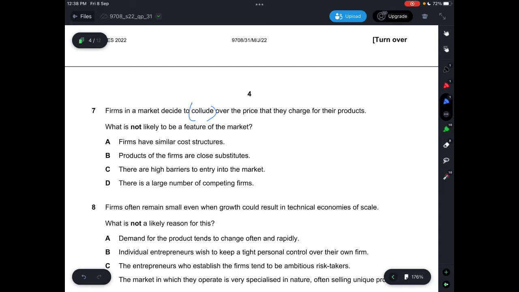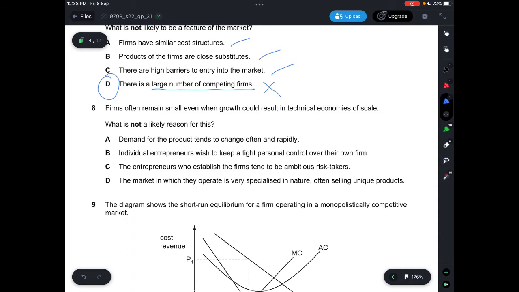So A, it says firms have similar cost structures, which means that yes, it is what an oligopoly would look like. And B, products of the firms are close substitutes, which is correct. And C, there are high barriers to entry into the market, which is correct as well. And D, there's a large number of competing firms. This means perfect competition, or it could also be monopolistic competition. So this is not a feature of this market. So the answer is D.